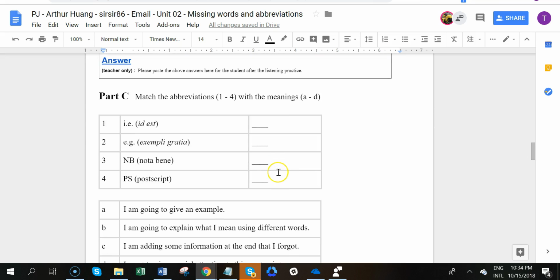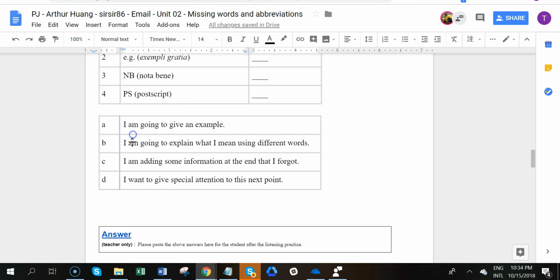Okay, so now, Mr. Arthur, we are going to the part C in page number 3, and we are going to match the abbreviation with the meanings in letter A, B, C, and D. So, in number 1, can you read it? IE. That stands for? Id est. Yes. What do you think is the meaning of that here? A, B, C, or D?